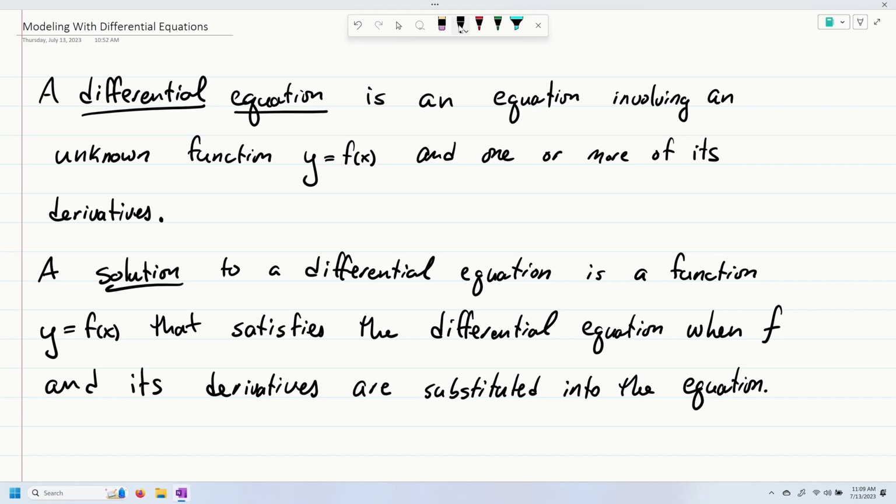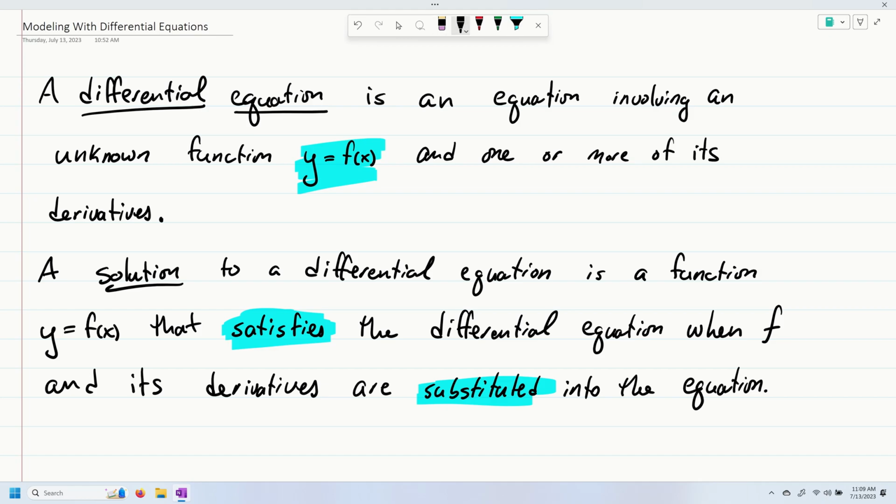Video, we're going to be talking about differential equations. So let's just go ahead and define what a differential equation is first. A diff eq is an equation involving an unknown function, y equals f of x, and one or more of its derivatives. Now, a solution to a differential equation is a function that satisfies the differential equation when f and its derivatives are substituted into the equation.